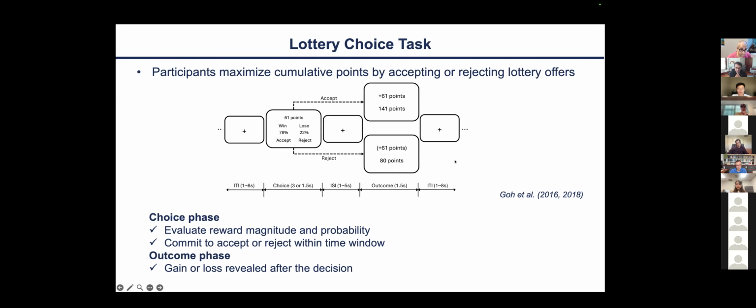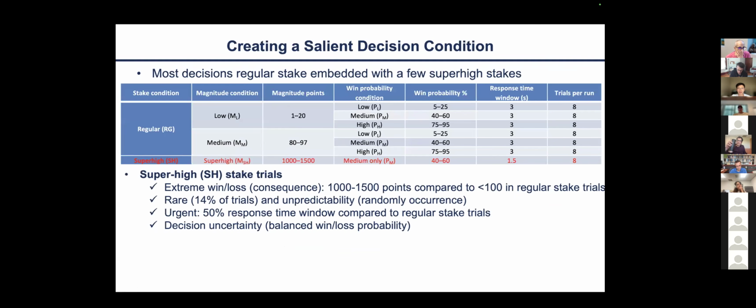We used it for this study because it has a very clear separation of different decision stages, like choice selection. In choice selection, there will be evaluation and action selection, and in the outcome phase, there will be a gain or loss revealed by the decision. So we can study the transition between different stages, and also how different stages are processed by different cortical layers.